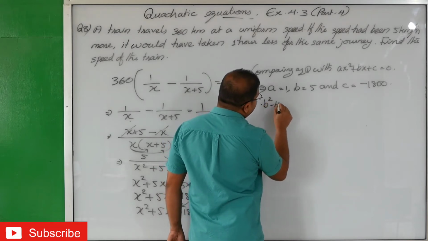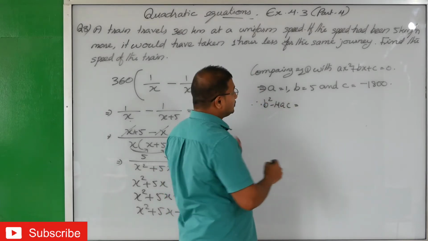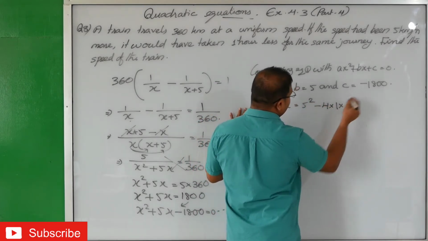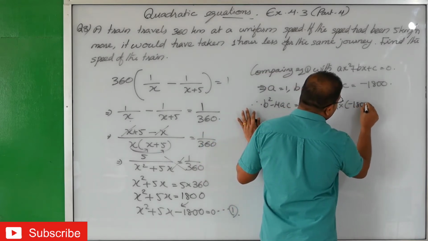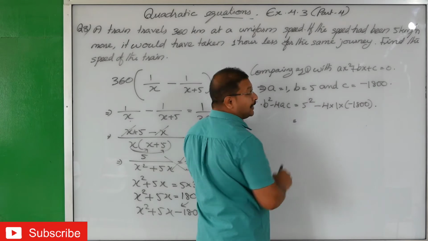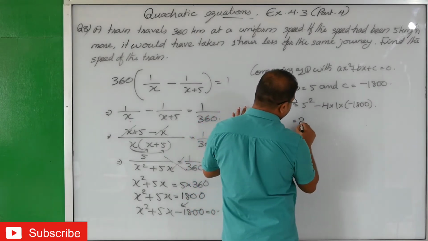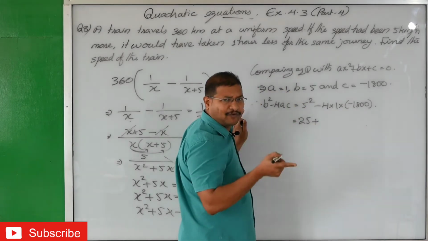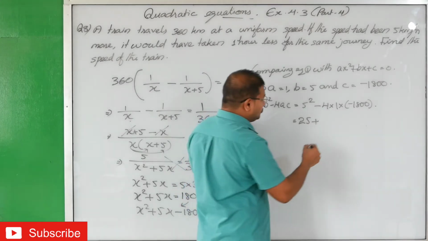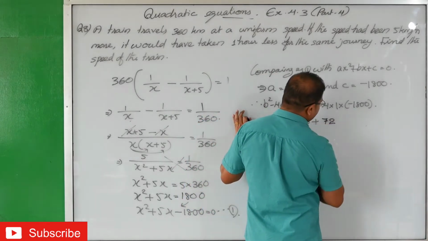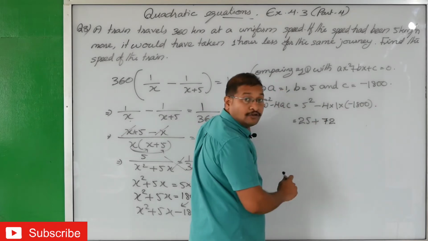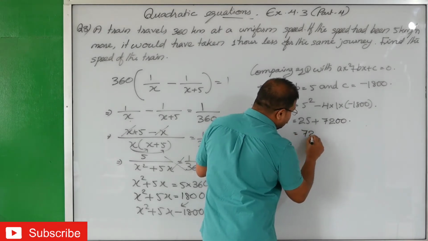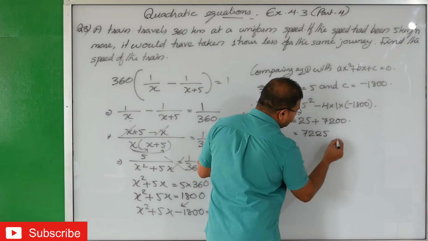Therefore, what will you do now? b square minus 4ac equals, the value of b, 5. 5 square minus 4 into a is 1 into c is minus 1800 equals square of 5. 5 5s are 25. Minus into minus is plus. Now 4 18s are, we got it before, 72. After that, 2 more zeros. Ready? Now we'll add 7200 to 25, that is 7225, greater than 0.